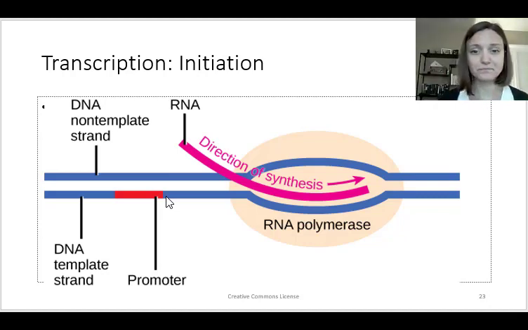A cytosine. So RNA polymerase is going to attach originally to the promoter, and then it's going to be moving along that template strand and building that single-stranded RNA copy.